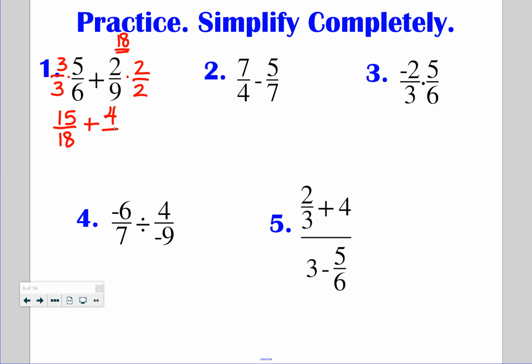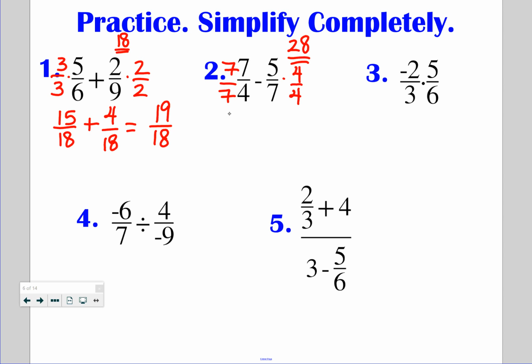In the next one I will have 4 over 18, which is a grand total of 19 over 18. In the second problem, the least common denominator we're looking for between 4 and 7 is 28. I need to multiply the first fraction by 7, and the second fraction by 4 to get my denominators to match.